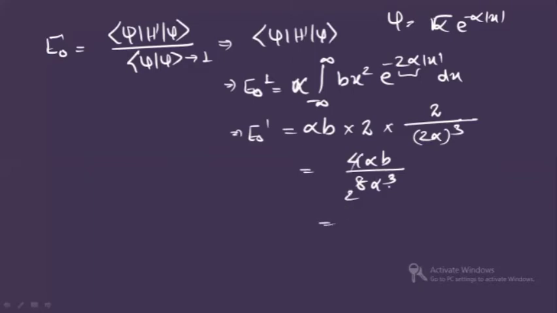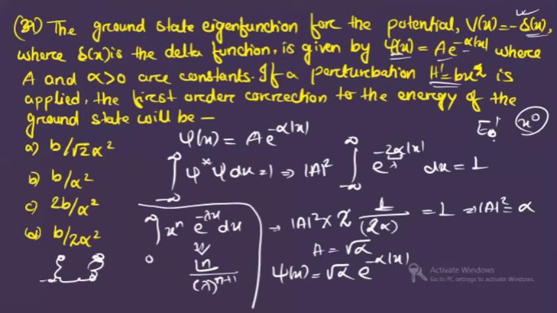This will give you what? This alpha will cancel, so you will have B. In the denominator, we will have 2 alpha square. So this is the first order correction to the ground state, that is B by 2 alpha square. So B by 2 alpha square, the correct option is option D. Clear? Now let's see the next question.